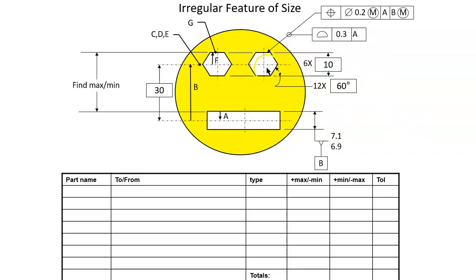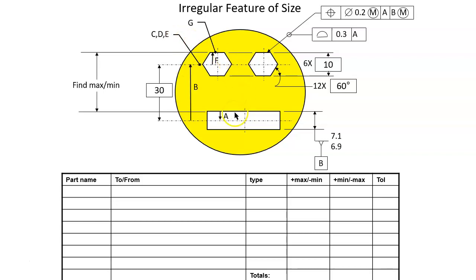You don't see these very often, but I do see them more than I would expect. So you need to know how to handle them. Now with this irregular feature size, the irregular feature size is the considered feature. And slot down here is the datum feature. And we're looking for the max and min between the top of the slot and the top of the hexagons.